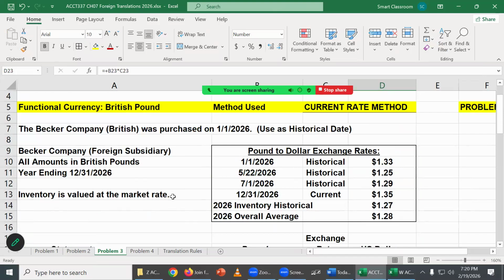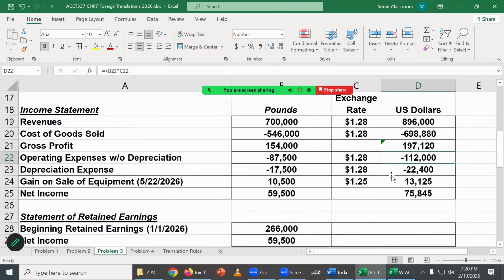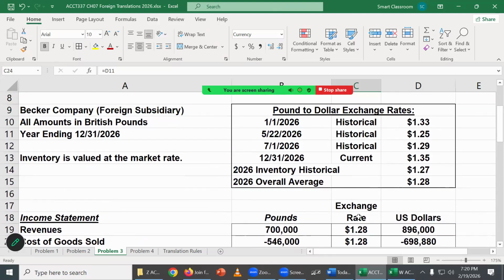That's three? It's three, right? Yeah. I think you should get net income of 75,845. Did anyone get something different? Yeah, it all goes in at the average except for the gain, which I think was, yeah.